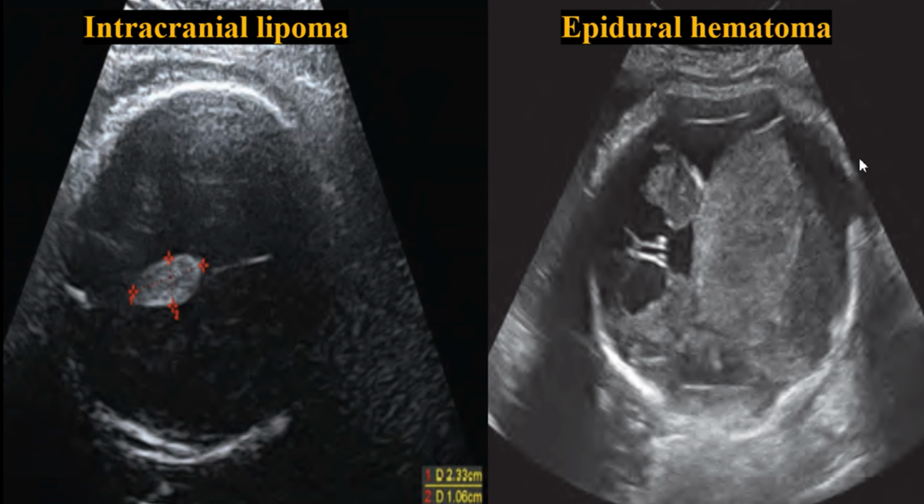And here we can see the epidural hematoma. This one is the axial image of the head of the fetus, and here we can see a well-defined intracranial mass with heterogeneous internal echoes that is causing hydrocephalus with the dilatation of the lateral ventricles and the third ventricle, and postnatal evaluation revealed it as an epidural hematoma.